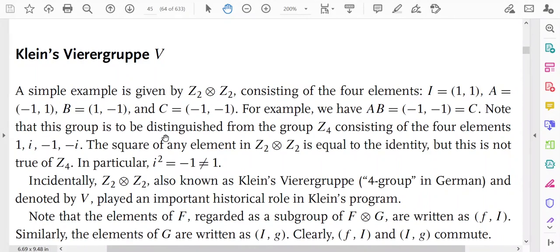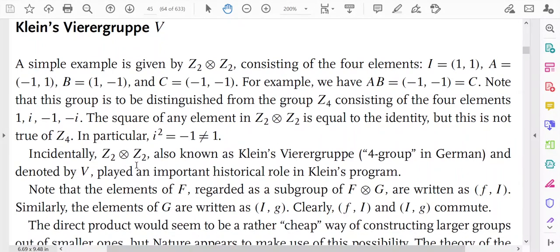Note that this group is to be distinguished from the group Z4 consisting of the 4 elements. The Z4 group consists of the 4 elements 1, i, minus 1 and minus i. The square of any element in Z2 × Z2, that means this group, is equal to the identity, because if you square any element, it will be equal to the identity, but this is not true in the case of Z4. In particular, in Z4, i squared is equal to minus 1. So, there is some difference between Z2 × Z2 and Z4.